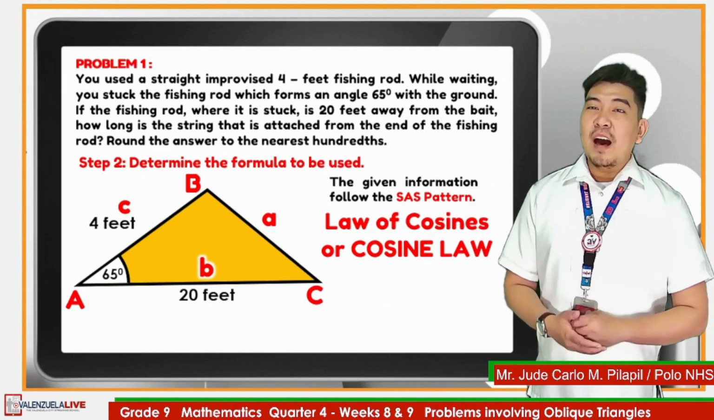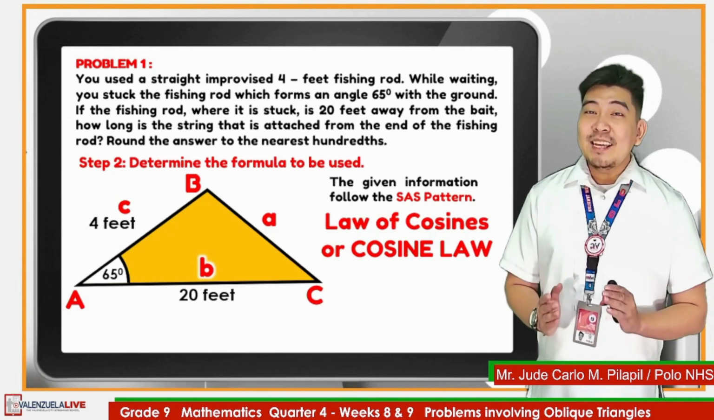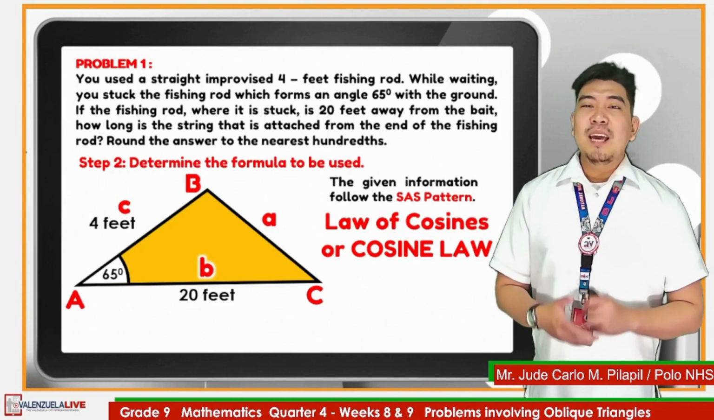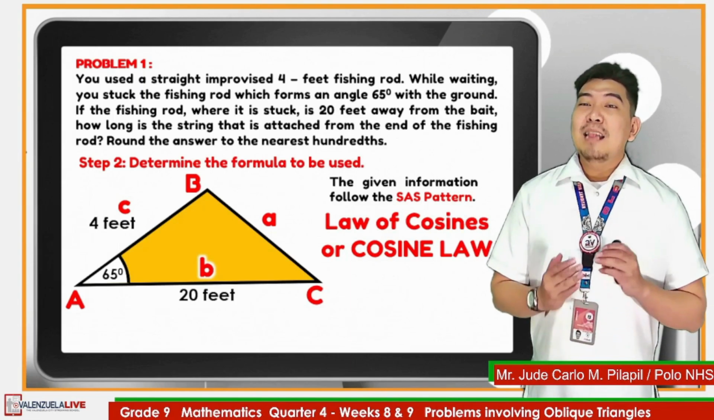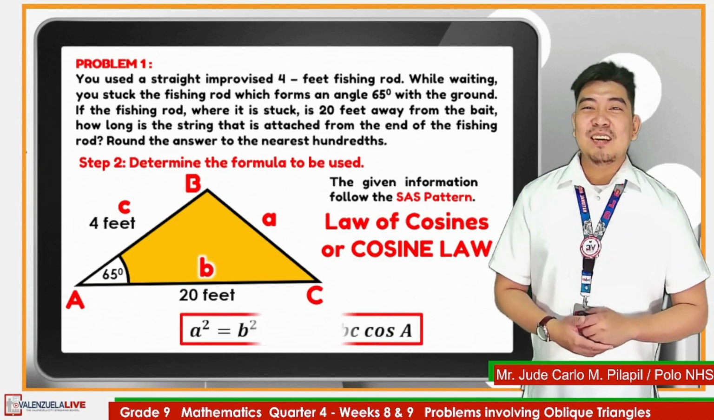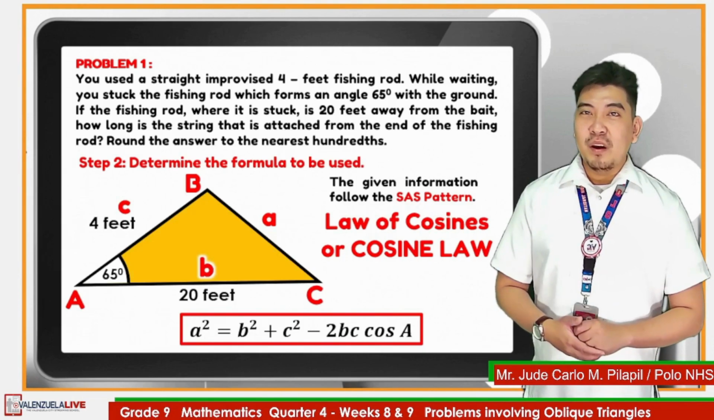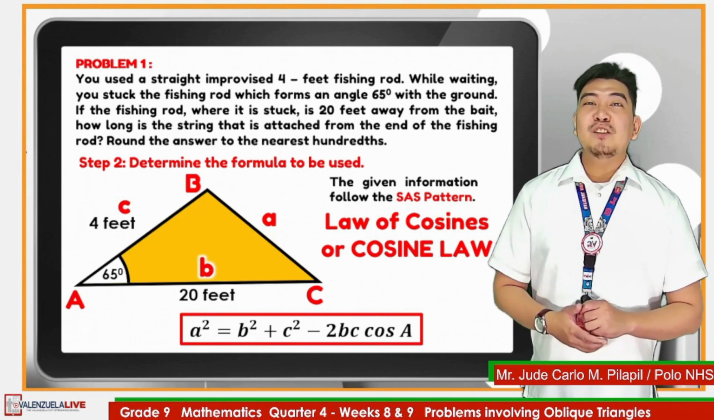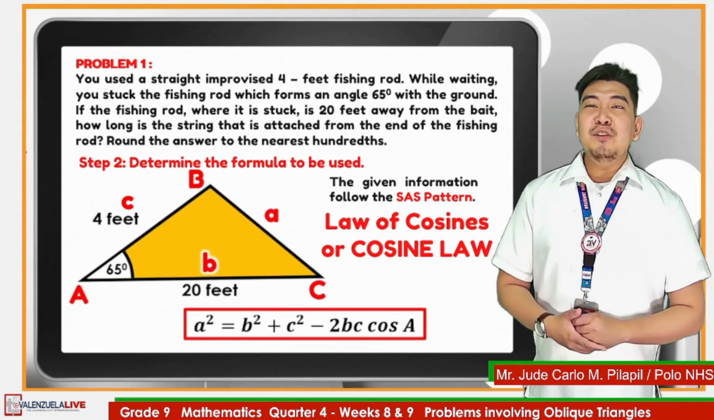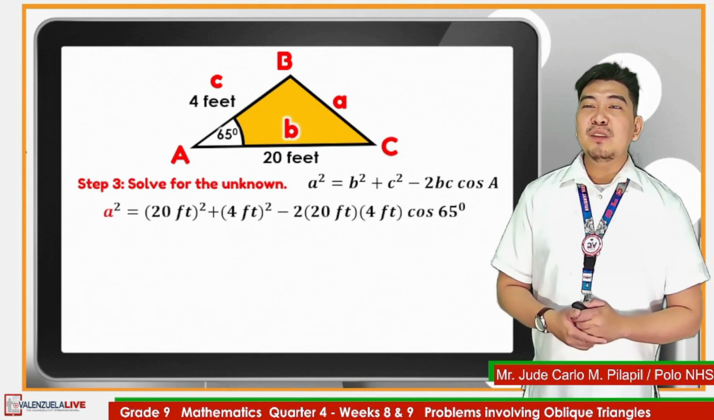Since we are to find the length of A, we use one of the formulas provided in the law of cosines. Which one do you think will help us solve for the unknown length of A? Fantastic! We use the formula A squared is equal to B squared plus C squared minus 2BC times cosine A. Let us continue our solution. Substitute the given information to the formula.